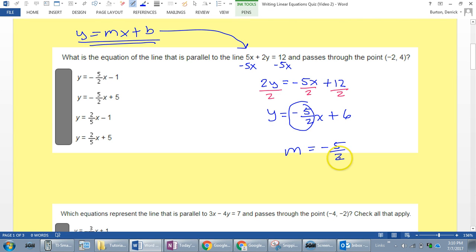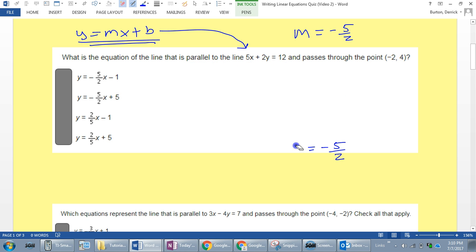So we know the slope is negative 5 over 2. Alright, so let's file that away. I'm going to put that up here out of the way. Slope is negative 5 over 2, because notice again, we're dealing with a parallel line. So we know that the slope is going to be the same. The rest of the problem is going to be just like the last problem that we did.